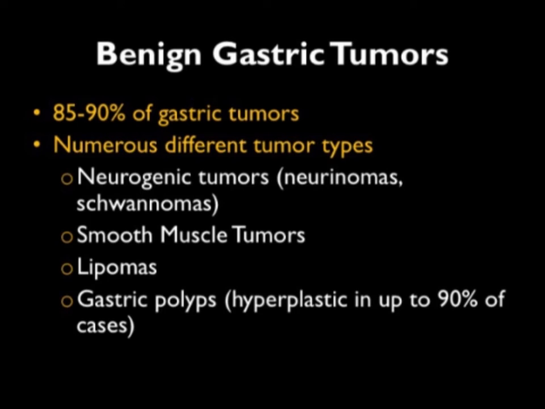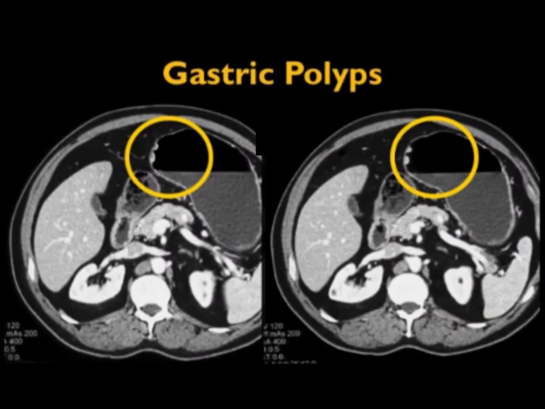Polypoid lesions are not uncommon, and in fact, benign tumors make up about 90% of gastric tumors. There are numerous types, from neurogenic tumors to smooth muscle tumors, lipomas and hyperplastic polyps. And here's a nice example of hyperplastic polyp. The better the CT is, the more likely you will pick up these small polyps.